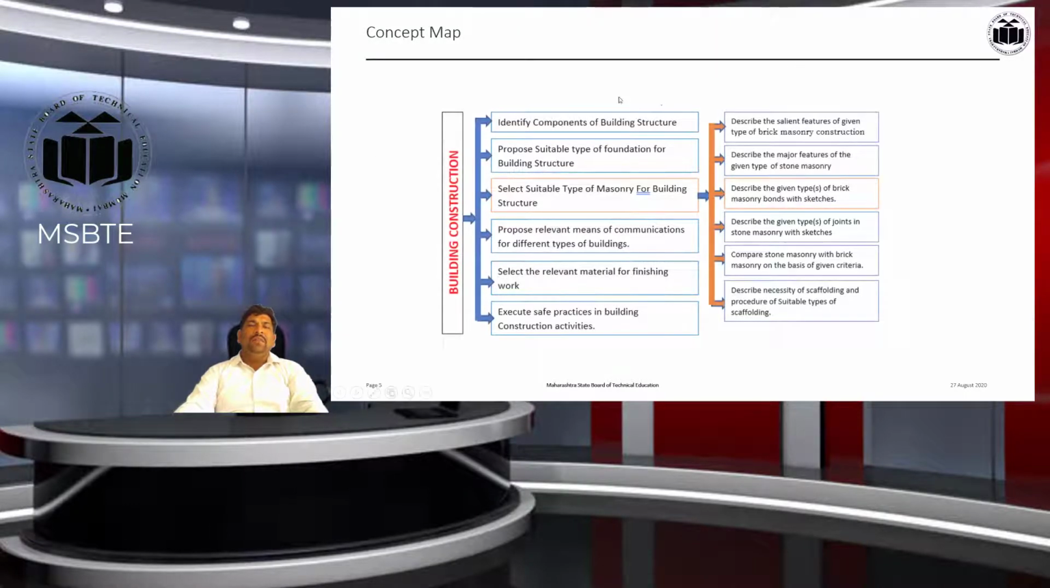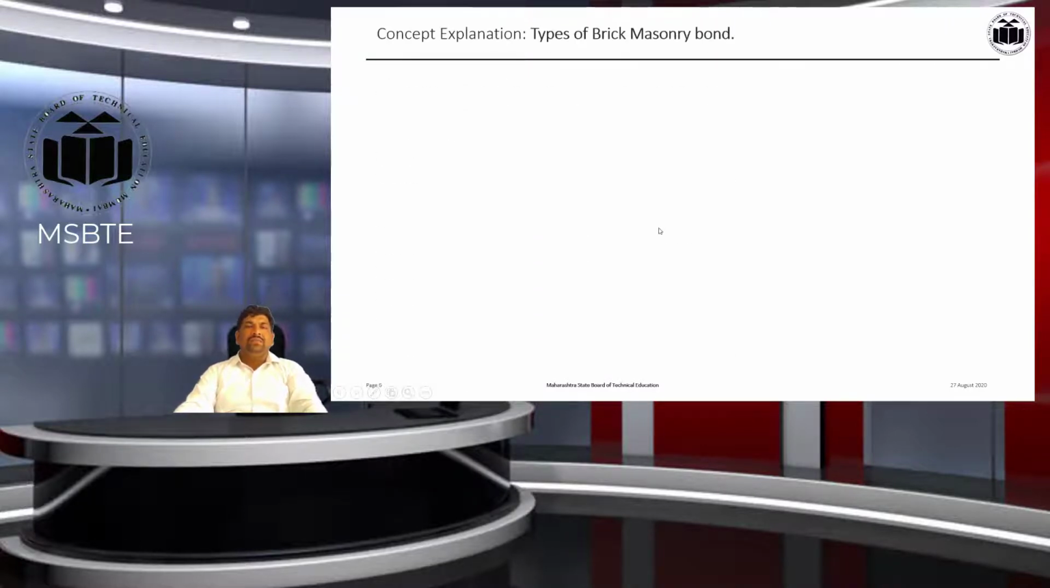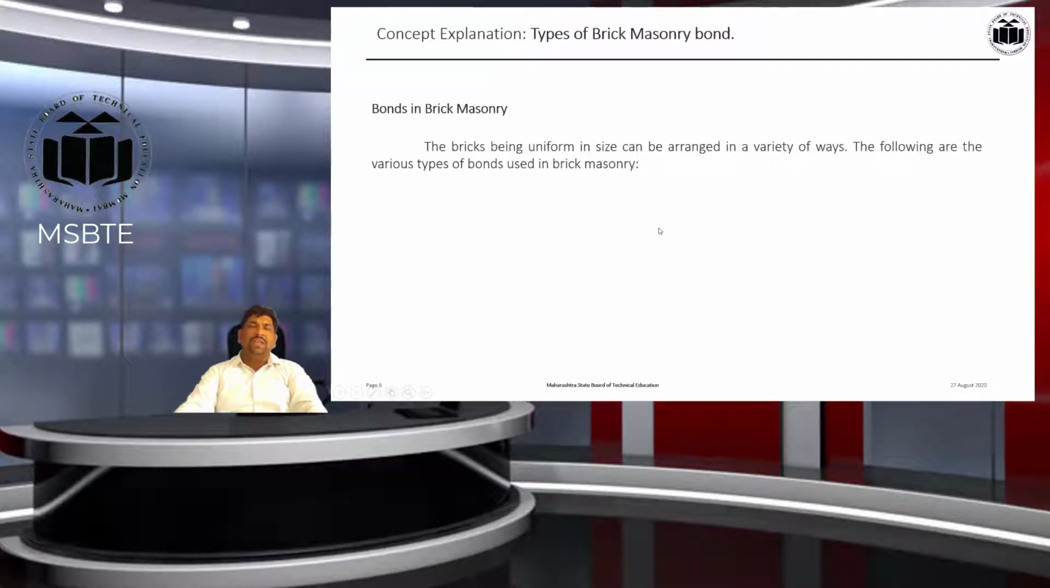Coming to the concept map, everyone who is studying building construction is supposed to deal with this sixth content, in which we study how to select a suitable type of brick masonry for a building structure. And in that, we are on the third stage, where we are studying brick masonry bonds with sketches. So, let us start with the first content.